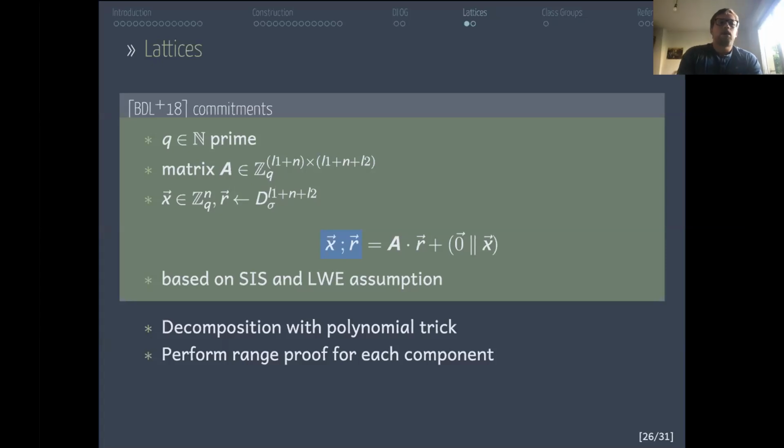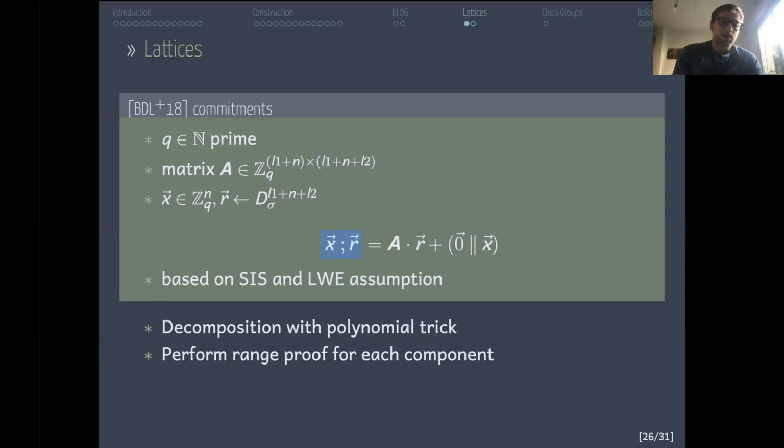In order to commit to an integer, we actually commit to vectors over Z_q. Not an integer for now, but if we relax it, we can commit to integers. For the basic scheme, we can commit to vectors over Z_q by computing the matrix A times something short. D_sigma is a discrete Gaussian distribution, and then we compute A times some sampled value r, which is short, plus x padded with zeros.